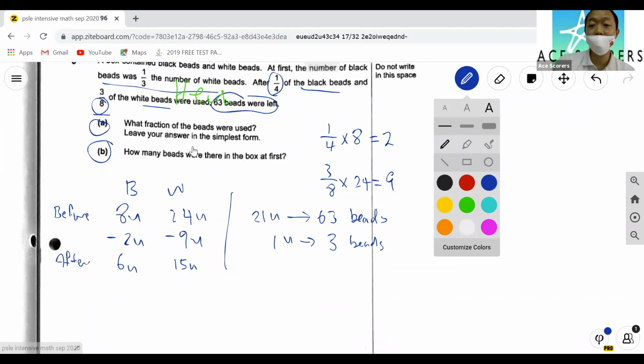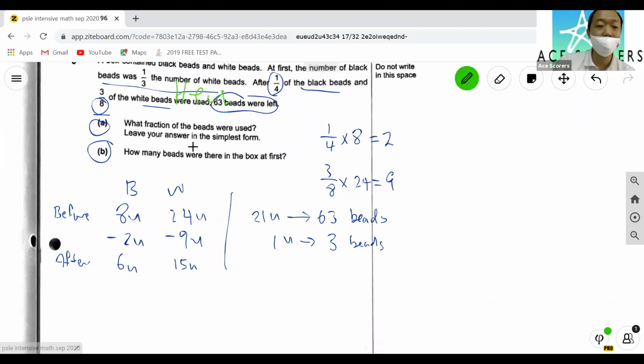Now let's highlight the ones that were used. Which one was used? Here, right? This is the number that's used. So for part A, what's 2 plus 9? 11. So it's 11 out of how many at first? At first there's 8 plus 32 in total, so that's the fraction of the bits that were used. It's 11 out of 32.